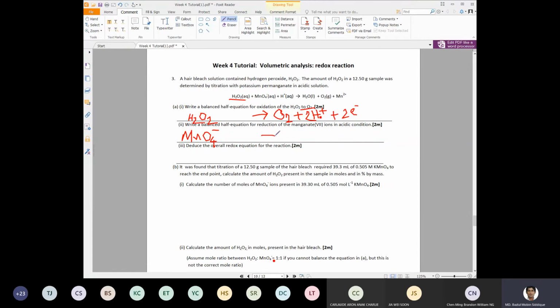So it will be producing manganese ion, and the manganese ion has two positive charge. If it is a manganese ion, I have four oxygen here, right? Four oxygen can produce four water molecules. So I will balance this oxygen as per the rule.